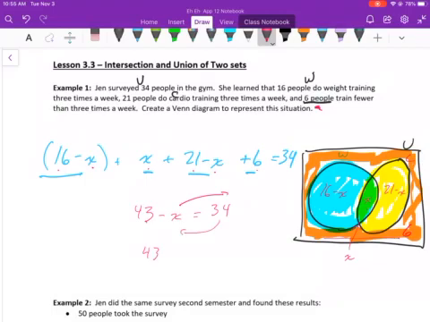So 43, when I move 34 over to the left-hand side, it becomes negative. The x, negative x, when I move it to the other side, it becomes positive. So what I get is x is equal to 9. So there is exactly 9 people in the middle. And then now you could put the pieces all back together again. So you could say that there are 7 people who only do weights. So this diagram represents the situation.